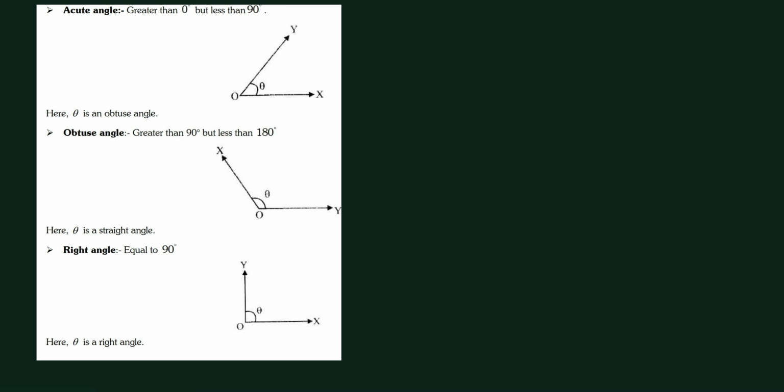An acute angle means the angle lies between 0 degrees and 90 degrees. If the angle is more than 0 and less than 90 degrees, that angle we call an acute angle. It should be greater than 0 degrees and less than 90 degrees. Then this theta we call an acute angle.